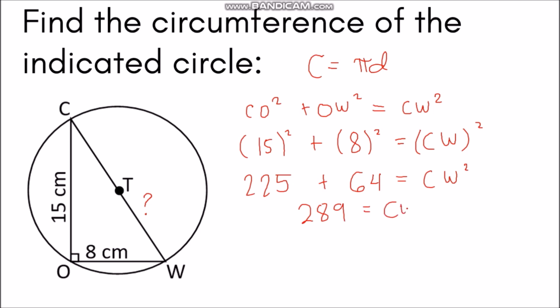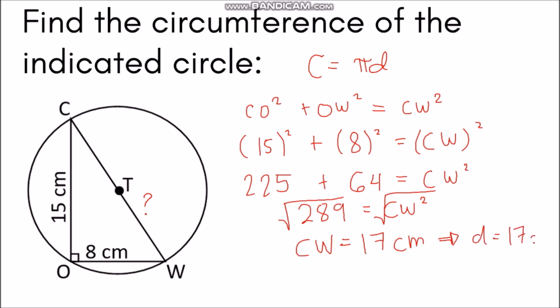Then CW squared, and we get the square root of both sides to solve for CW. So we end up with CW equals 17 centimeters. That means the diameter of this circle is 17 centimeters. Now we can use this to solve for the circumference. So this will be C equals pi times d, which is 17. Therefore, the circumference is 17 pi centimeters.